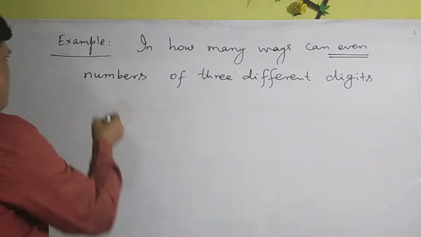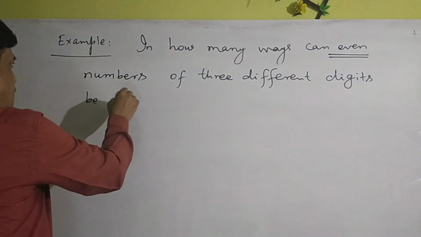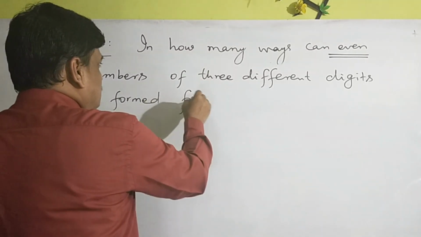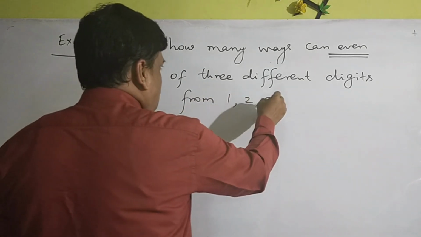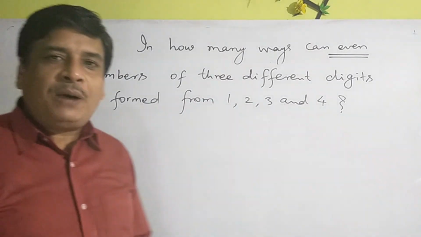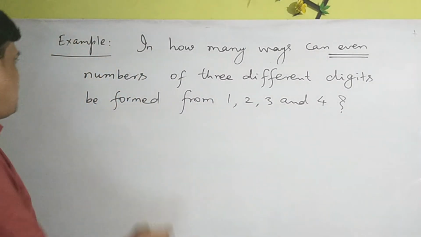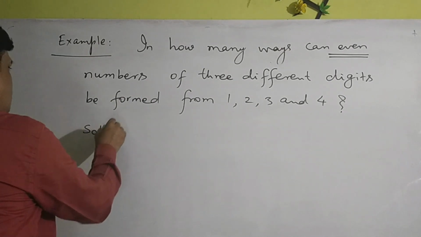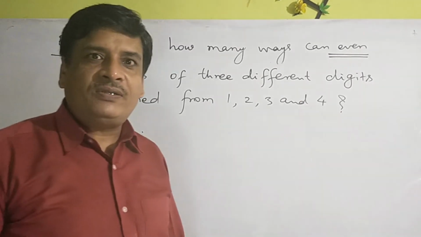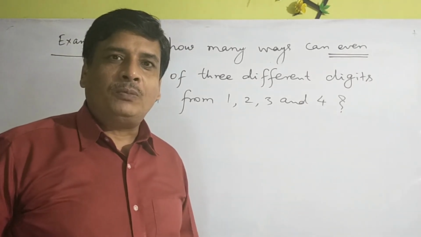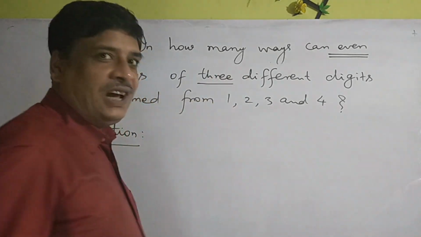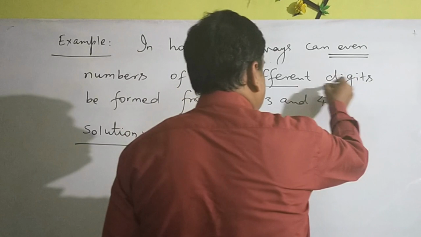Three different digits we formed from 1, 2, 3 and 4. Here we have to consider we have 3 vacant places which are to be filled up, as the numbers to be formed must be of 3 digits and the digits must be different.